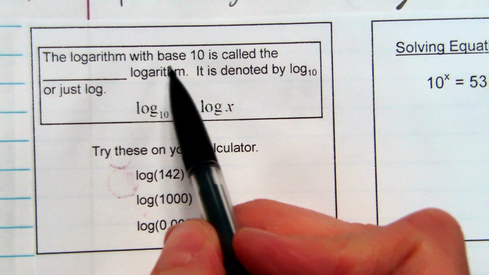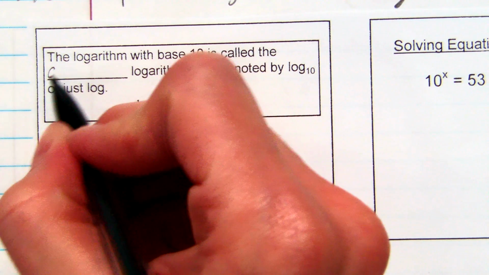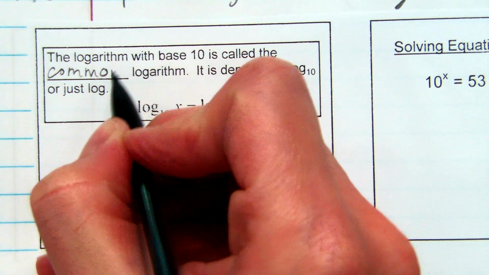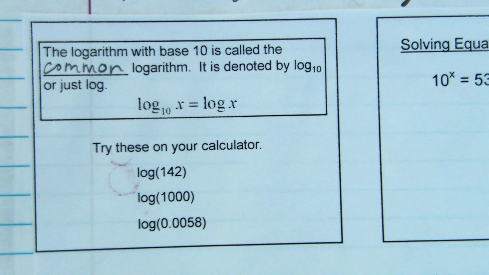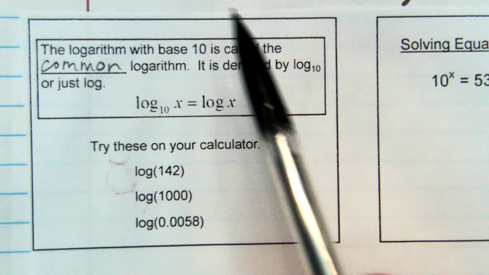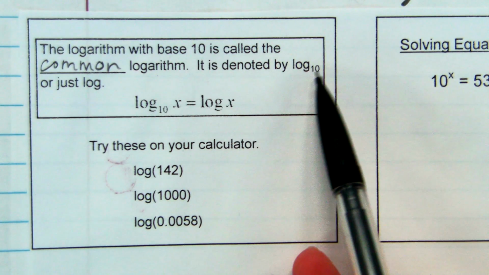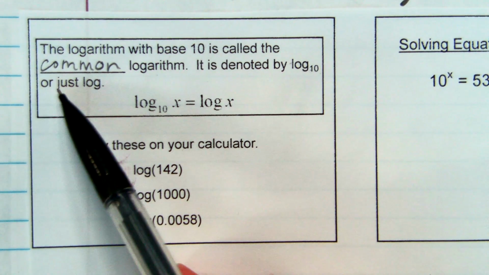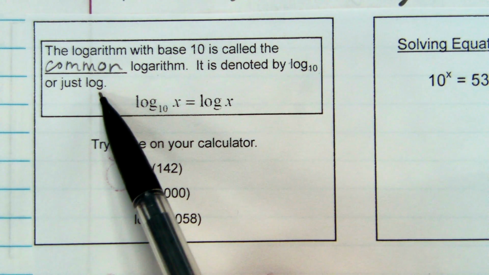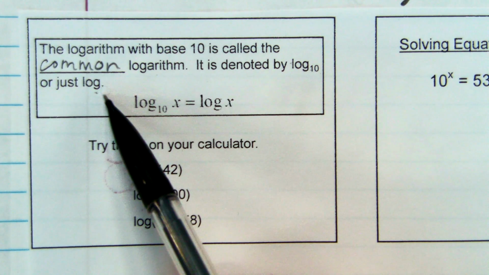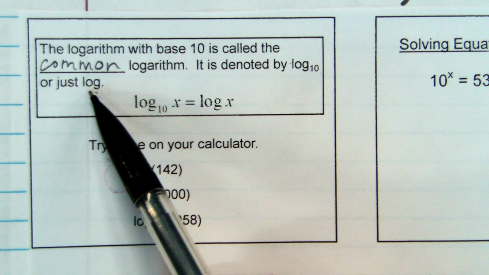So the logarithm with base 10 is called the common logarithm. By the way, I often make this a test question, and you have a big test coming up. Okay? So base 10, it's called common logarithm. It's denoted by log base 10 or just log. So if they don't put a base next to the log, we assume that it's base 10.